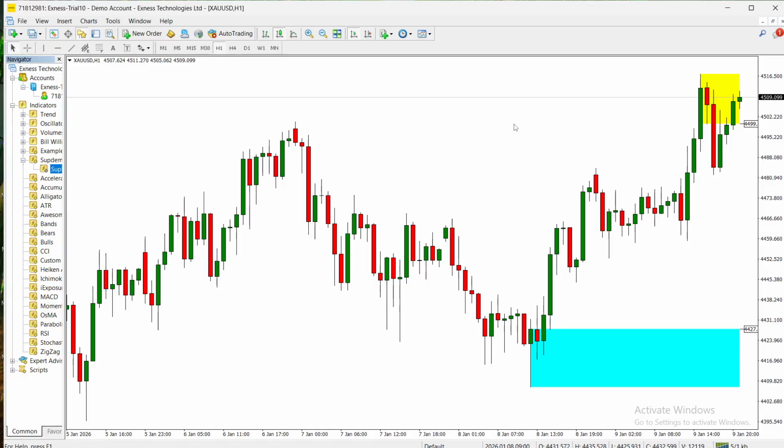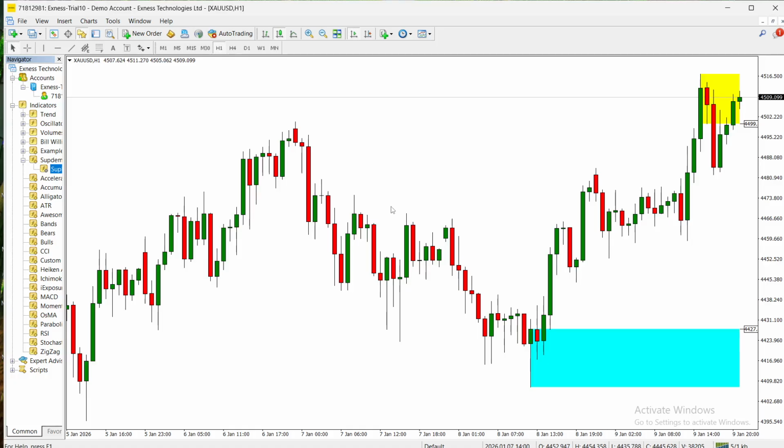Alright, as for who it's for, the SupDem indicator is suitable for traders who use supply and demand concepts and want automated zone detection to improve risk management and trading accuracy. For sell entries, traders identify a supply zone, see confirmation signals like bearish candlestick patterns, and set the entry point slightly below the supply zone with a stop loss above it.